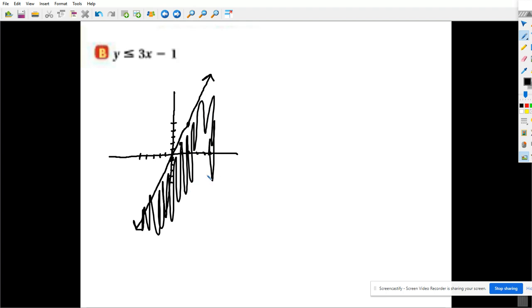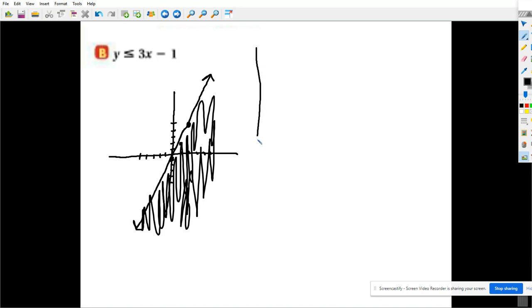Now, a couple points for this line. The line is solid, meaning any ordered pair I chose on this line, if I plugged in that x value and y value, it would make this inequality true. Also, any area that's shaded would make this inequality true.